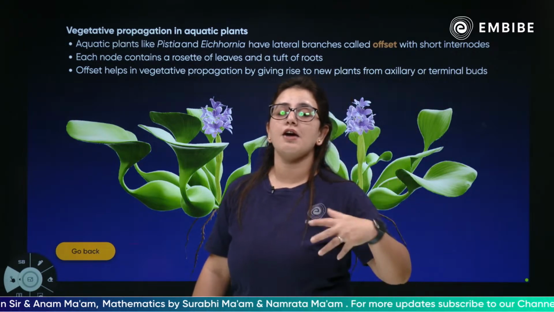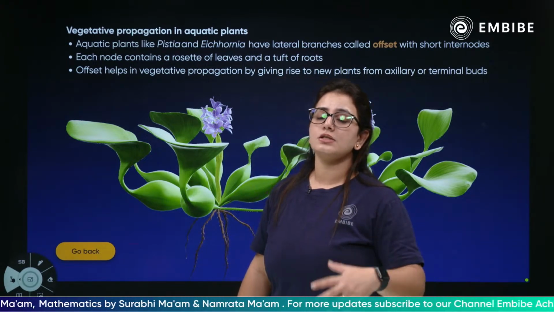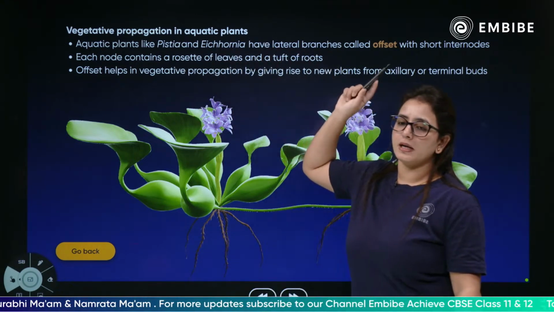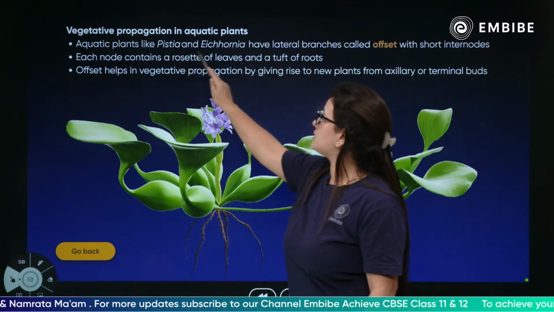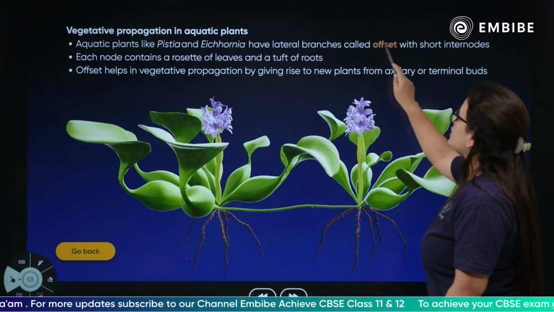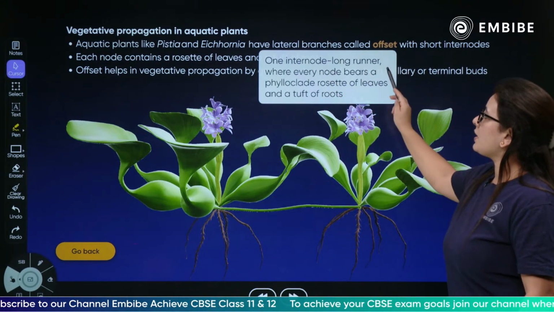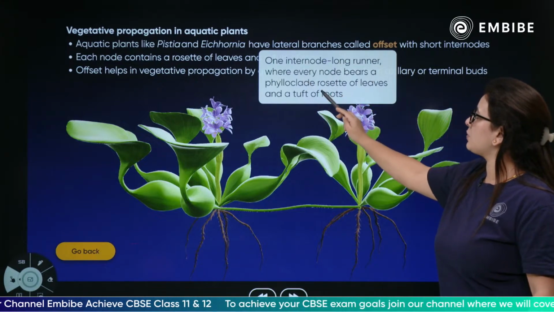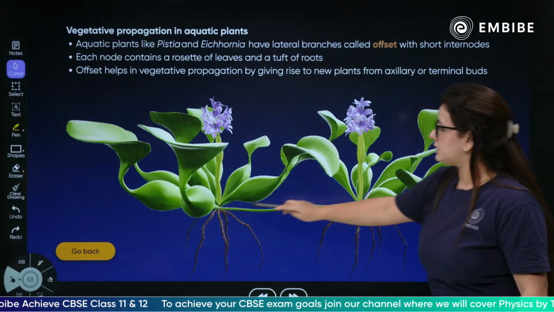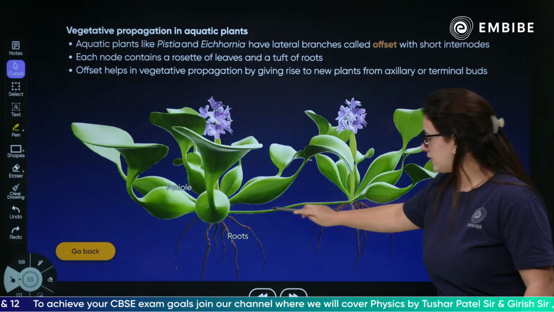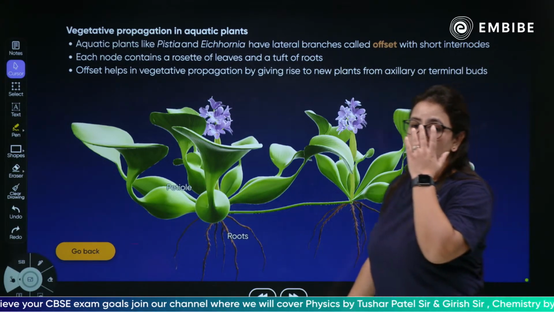And how are they spreading? They're spreading because they have offsets. Yes, what is an offset? It is a stem only. Vegetative propagation in aquatic plants, especially Eichhornia and Pistia, have lateral branches called offsets. What is an offset? A one-internode-long runner having nodes which bear rosettes of leaves and tufts of roots. So this part is the node, and this runner between them is called the internode.